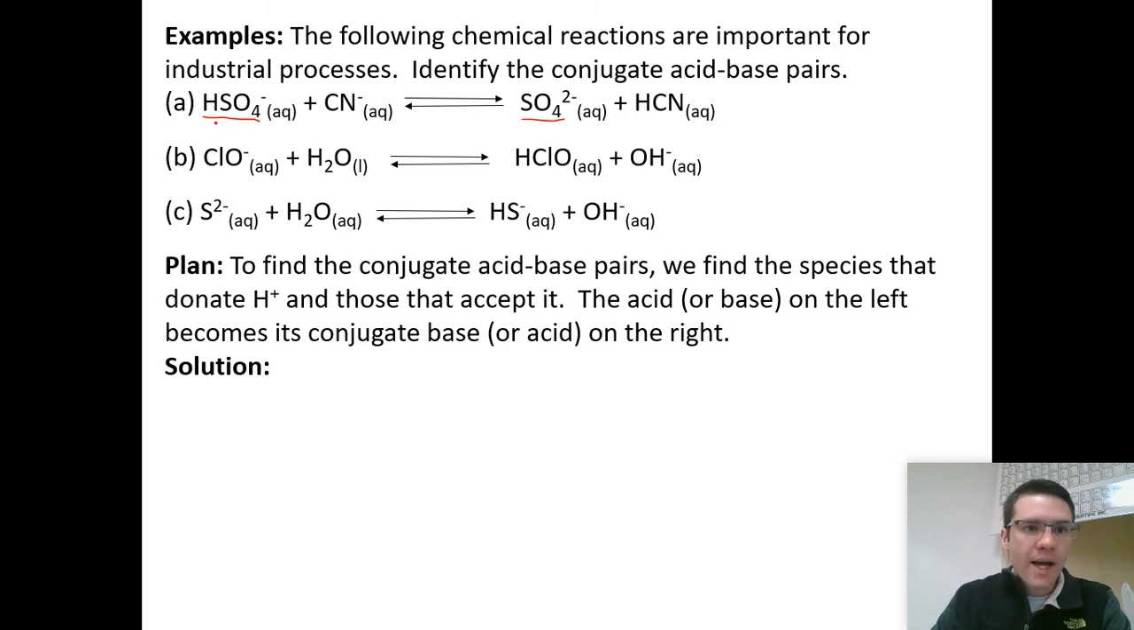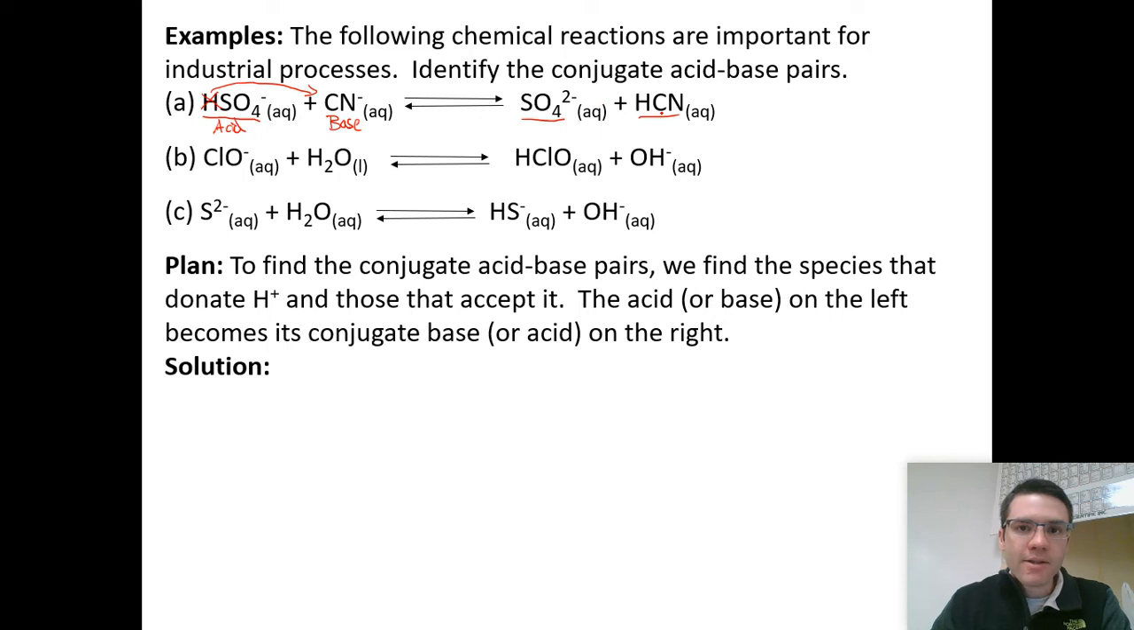And so I want to ask, what happened to this compound to go to the product side? Well, this compound had to lose or donate this H+. It donates it to the cyanide. And that makes this an acid. It's donating a proton. Well, the cyanide accepted the proton to turn into HCN, so that makes this a base on this side. It's accepting the proton.